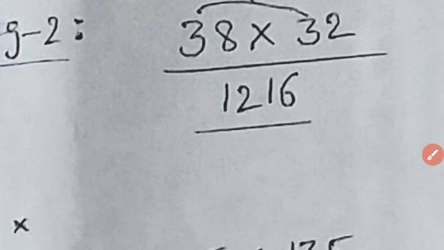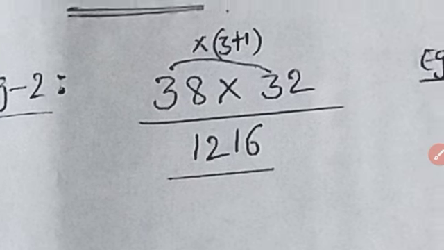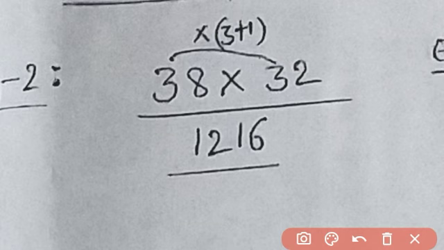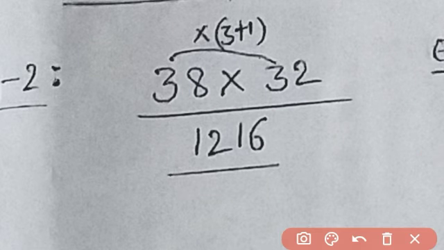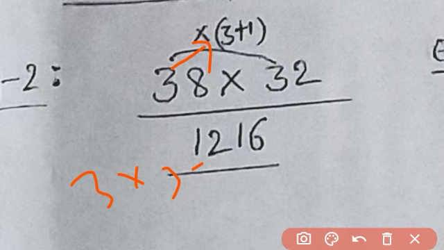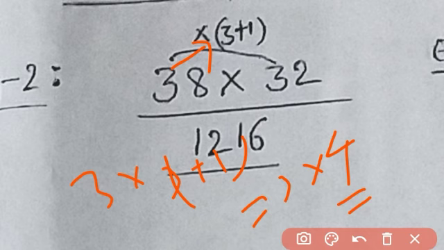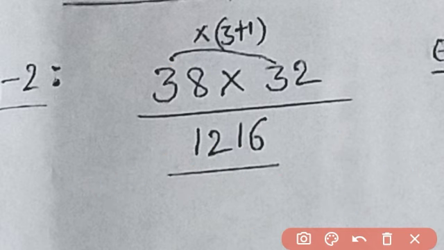Next example, you have 8 plus 2, 10, 8 into 2, 16, and you have to multiply 3 with the next number. 3 into 3 plus 1, that is 3 into 4, that is 12. Here is your 12.